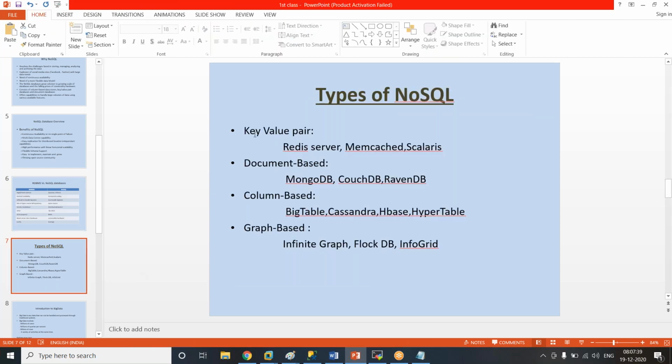Types of NoSQL. You have Redis server, Memcache, Scalaris, and MongoDB, Couch, RavenDB, Bigtable, Cassandra, HBase, Hypertable, Infinite Graph, FlatDB. These are all different products. Like in RDBMS also, we have a lot of things, right? I was saying Microsoft SQL, Oracle, all that, etc. The same thing here also we have it.